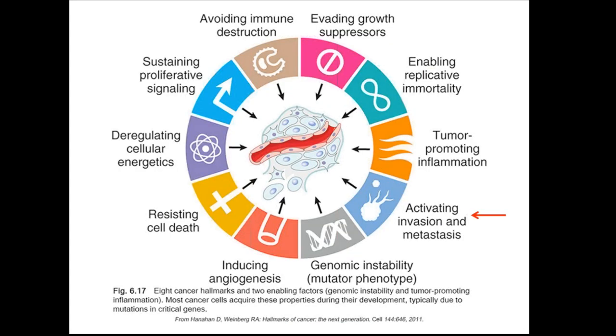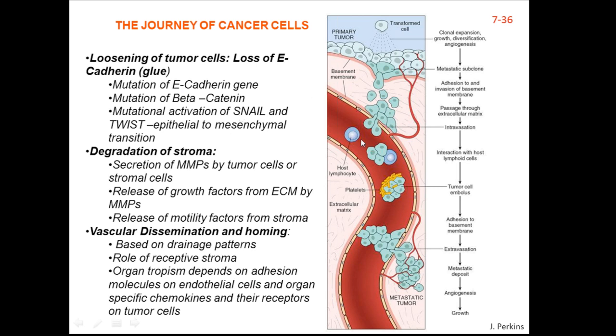Activation of invasion and metastasis is also an important hallmark of cancer. And we all know this sort of diagram in which there's a journey of cancer cells starting from the primary tumor. Notice what's labeled here, metastatic subclone. This population is heterogeneous. Not every cell in this has the capacity to metastasize. So this metastatic subclone has developed the properties to adhere to the basement membrane. How does it happen?